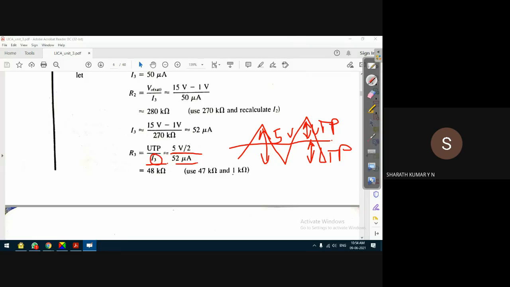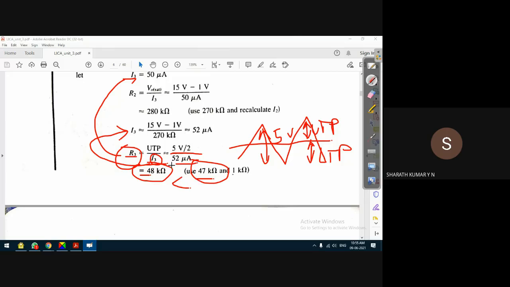This I3 should be taken with the recalculated value. Otherwise R3 will give a wrong value. If we take I3 as 50 microamperes, R3 gives 48 kilo ohms. The standard value is 47 kilo ohm. The problem here again is that if we use 47 kilo ohm, it is still lesser.